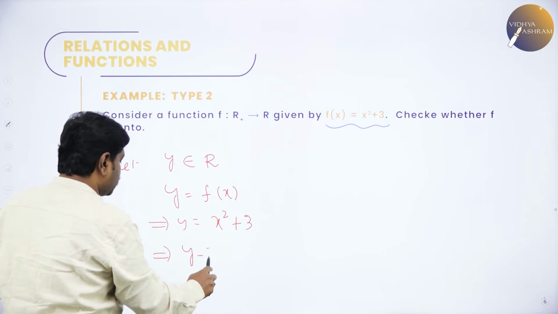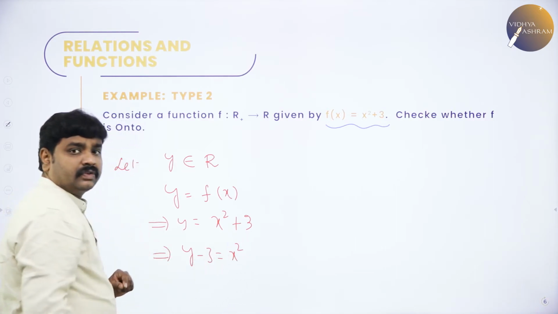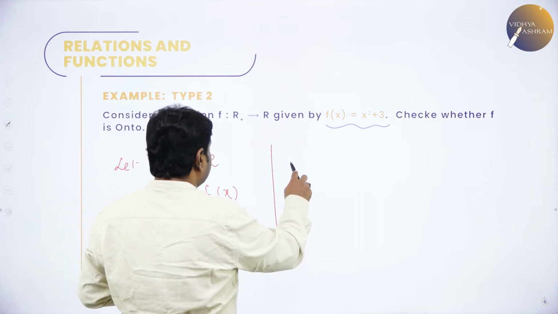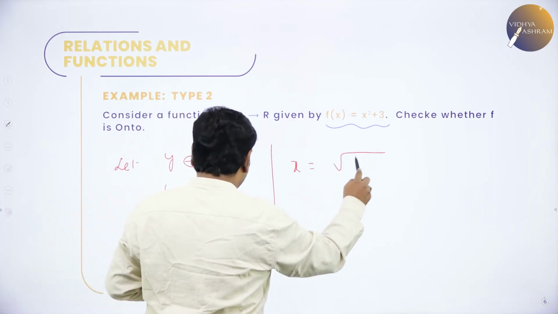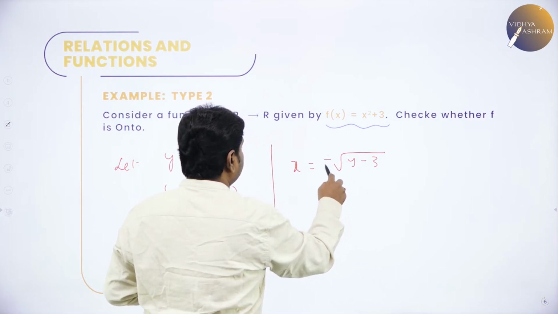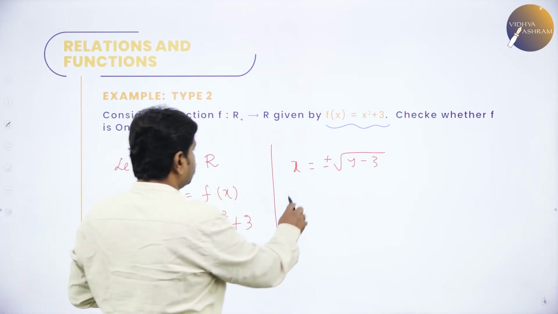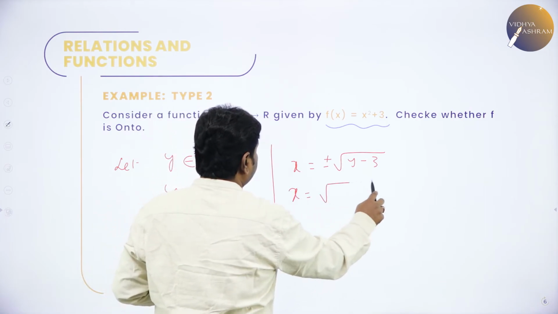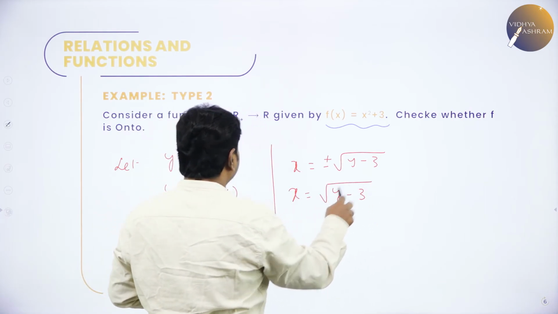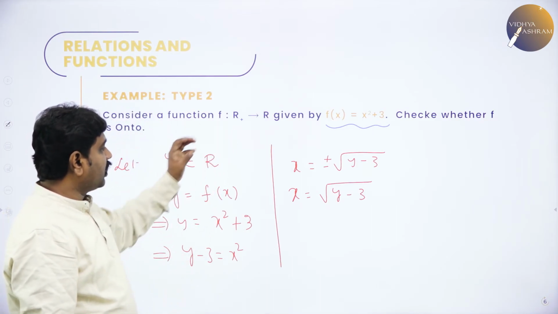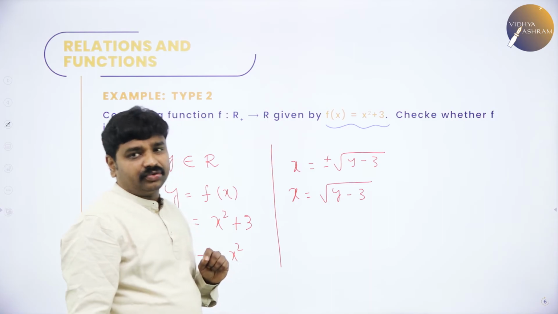So y minus 3 is equal to x square. Y minus 3 is equal to what? x square. Further solve: x is equal to plus or minus root of y minus 3. So y is a real number. If I take any real number, x is equal to root of y minus 3, I will take the positive root, because x should be in the positive real numbers. For all positive real numbers, I will get the values here.